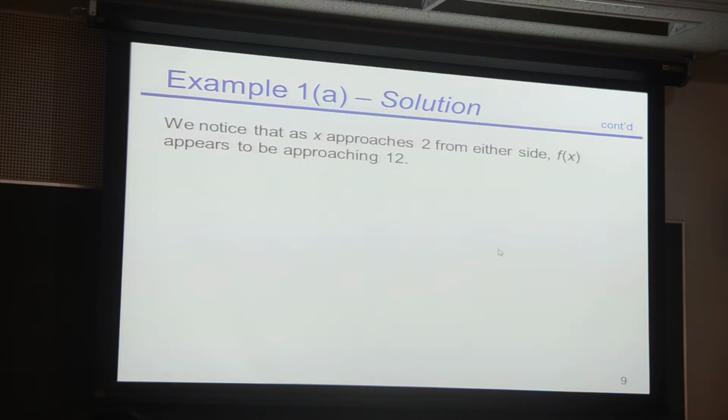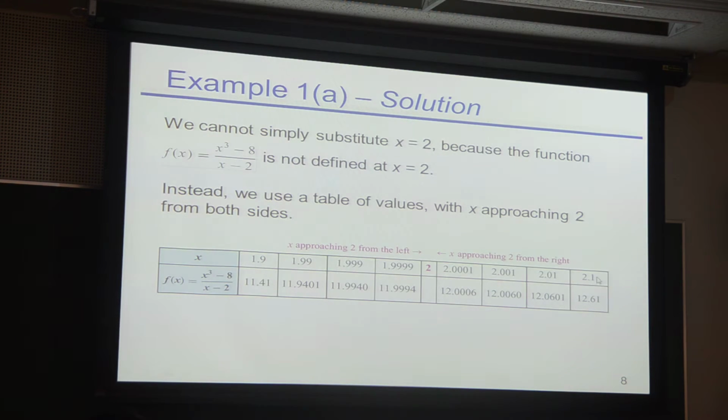And he says, we notice that as x approaches 2 from either side, f of x appears to be approaching 12. So let's just pay attention to this phrase for a second. From either side. Do you understand that? From this side, what is f getting close to? 12. And from this side, what is f getting close to? 12.